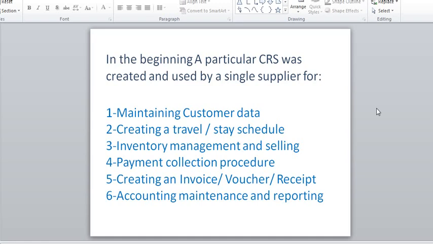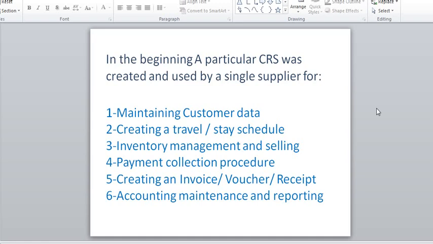Then the payment collection procedure, how the payment was received from the customer by the supplier or through the dedicated travel agencies or the general sales agents, whether that is through cash, through check payment, or through debit or credit cards. That was the way of collection of the payment, and that was also maintained in the CRS. And creating the invoice, voucher, receipt, etc., that's a part of the CRS as well.